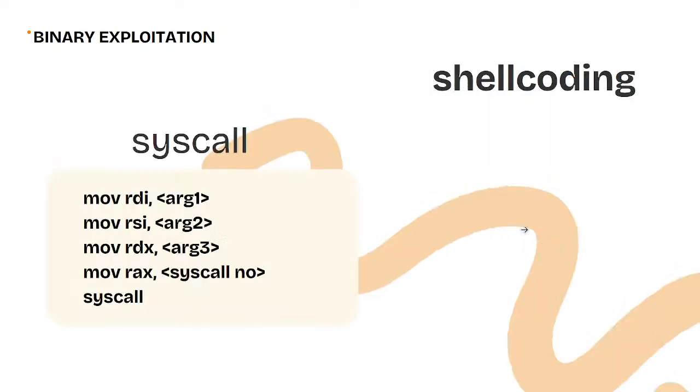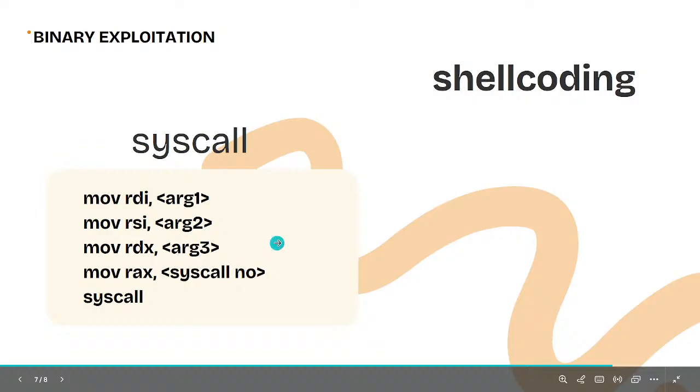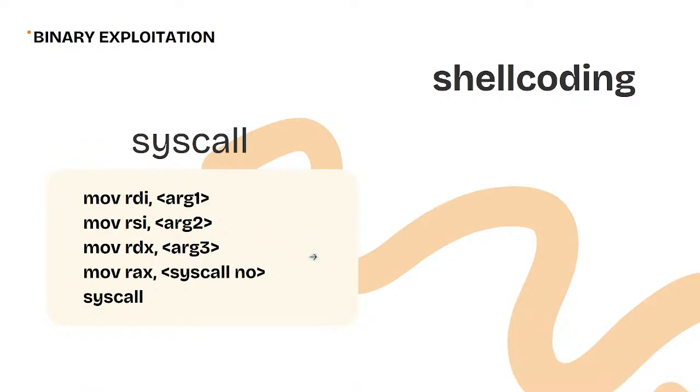So next we'll be looking at shellcoding. So what is shellcoding? Shellcoding is basically small machine code which gives you a shell. Shell is basically bash which gives you control over the system. You can do whatever you want, execute commands, etc.